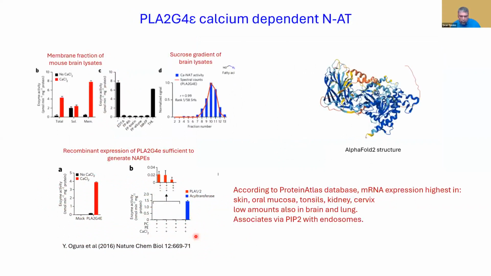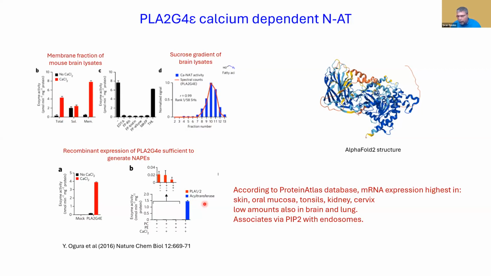The calcium-dependent N-acyltransferase was the last to be characterized, even though the activity was known for like 50 years. So Ben Cravatt's lab took brain lysates, fractionated them, and were able to show that there was a correlation between the acyltransferase activity and PLA2G4E. Then when they took the recombinant enzyme, they were able to demonstrate that it was indeed calcium dependent and that its acyltransferase activity far outweighed its PLA1 and 2 activity.